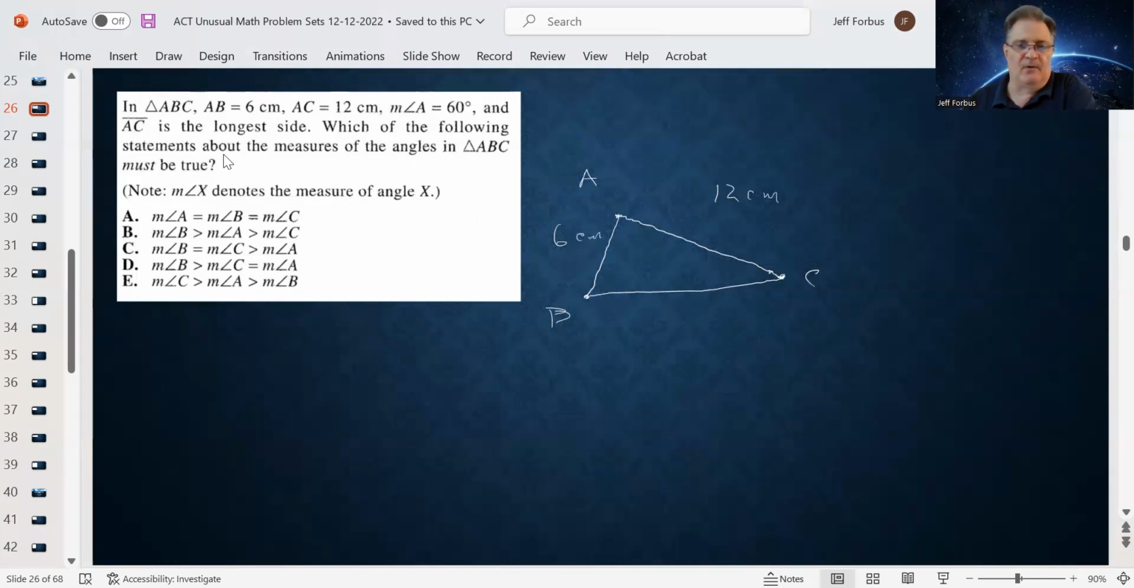It tells us that angle A is 60 degrees. It tells us that AC is the longest side. If AC is the longest side, then angle B must be the largest angle, because the longest side and the longest angle pair together.